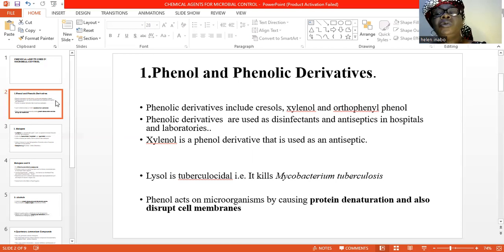Phenol is known to cause denaturation of proteins. And once proteins are denatured, they are not able to perform their functions. Phenols and phenolic derivatives are known to disrupt cell membranes. So cell membranes lose the semi-permeability function in controlling what goes into the cell and what leaves the cell.